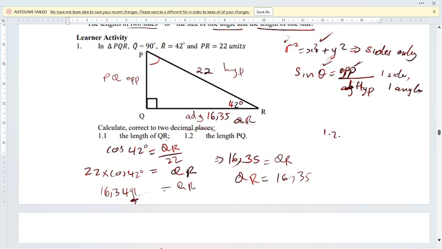Right now, the length of PQ. What is PQ?